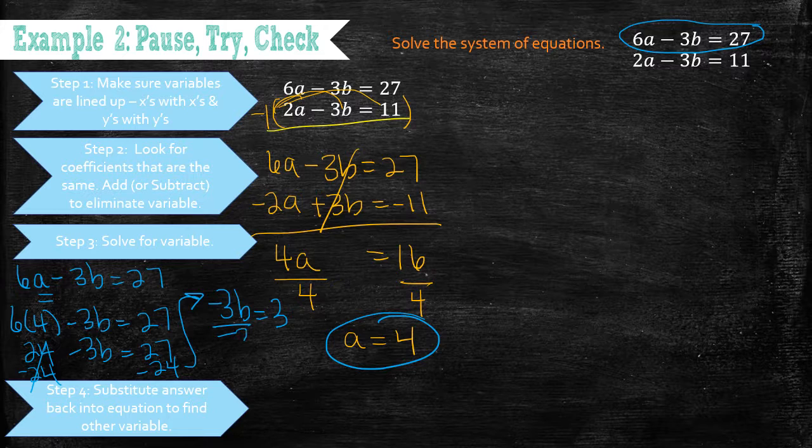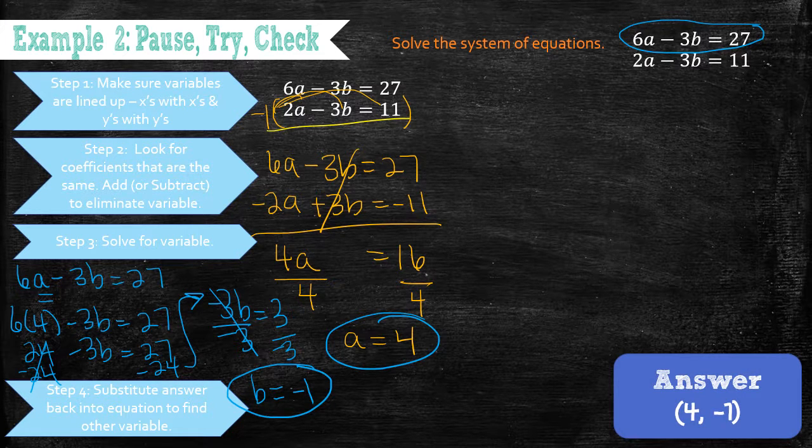To undo multiplication, we divide. So we divide both sides by that -3. Don't forget that negative. And I end up with -1 for my answer for b. So here we can see our answer is 4, -1. If I were to graph these two equations, we would see them intersect or cross at the point 4, -1. That is the solution to that system of equations.